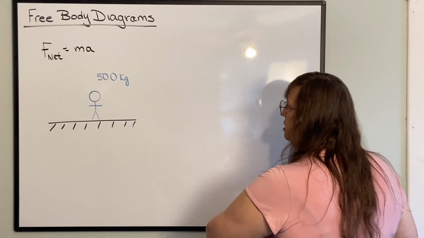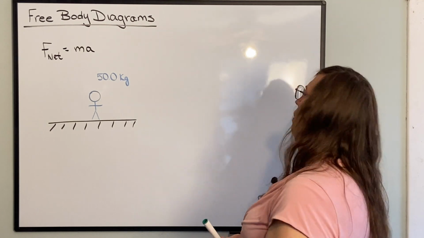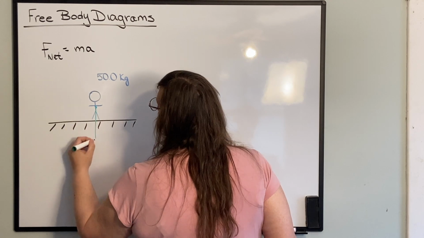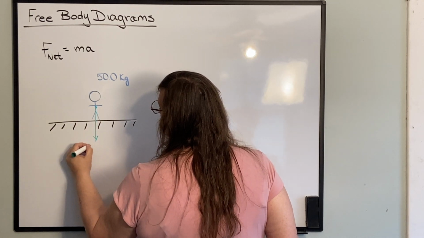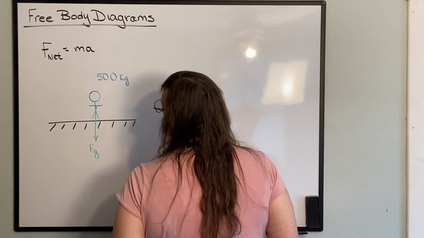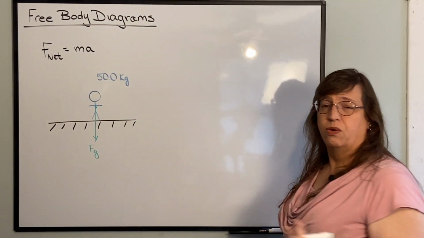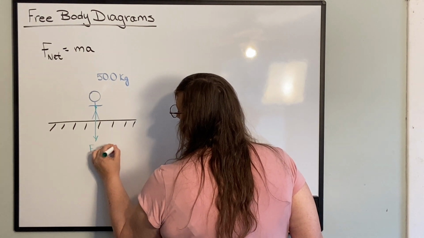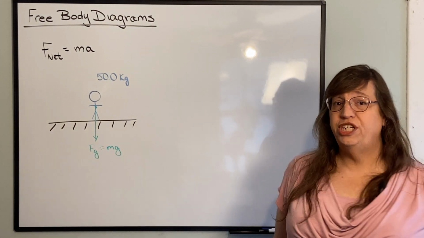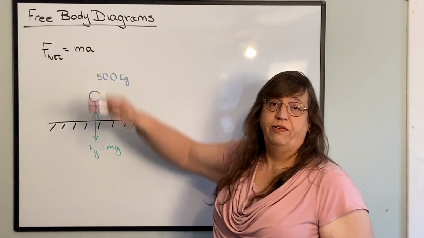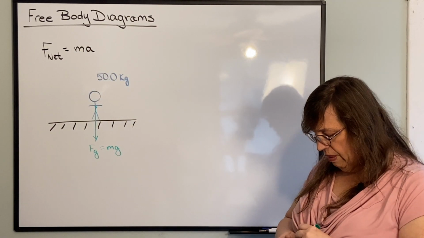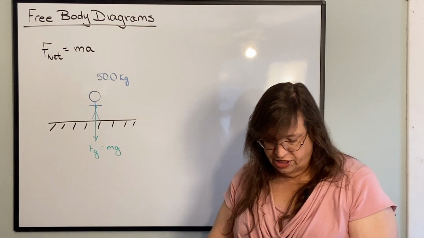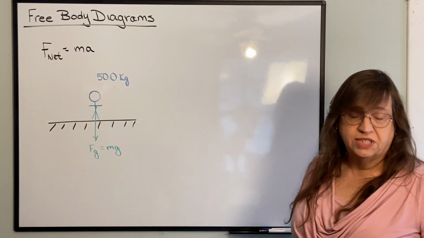The first one we're going to deal with will be their weight. The force of gravity, which is their weight, we can calculate by using mg, a version of F equals ma. Now, if this was the only force that was acting on this person, they would be crushed down into the floor, and that's where this problem would stop.